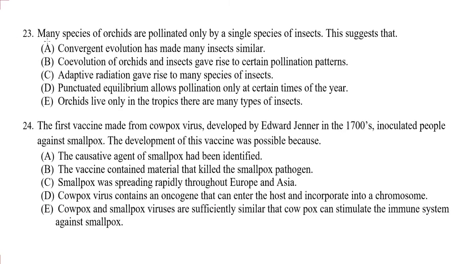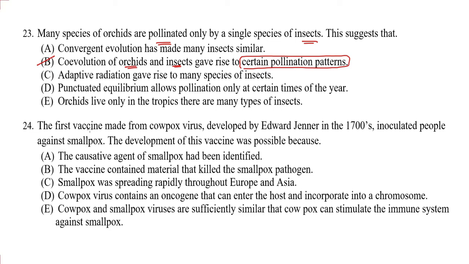Question number 23. Many species of orchids are pollinated only by a single species of insect, so they depend on each other. Why? Because orchids depend on insects for pollination, and sure, the insects can get their own food from these orchid flowers. So this is something called coevolution. Coevolution happens when two different species, like orchids and insects, give rise to a certain pollination pattern or specific relationship. So this is the right answer.